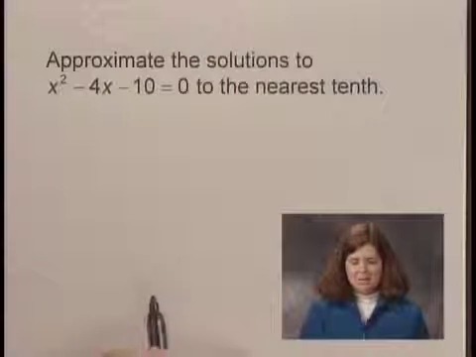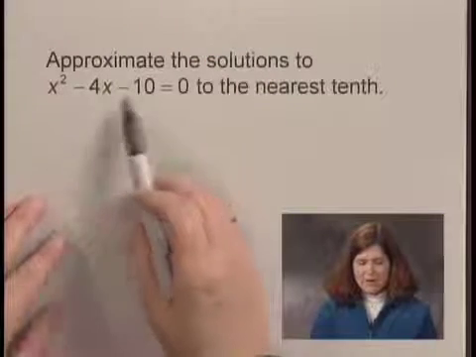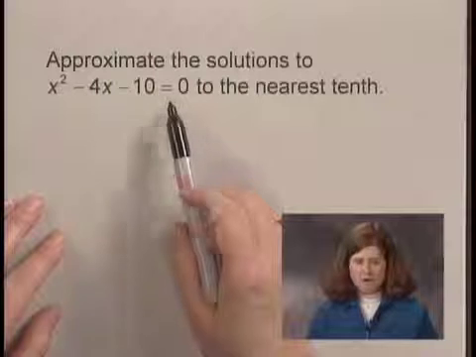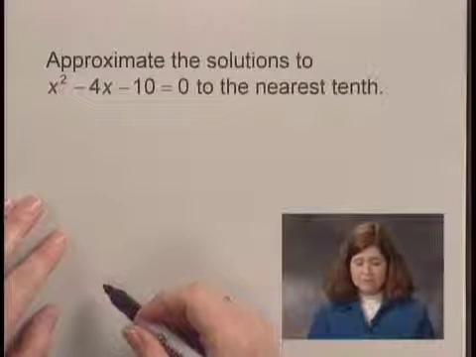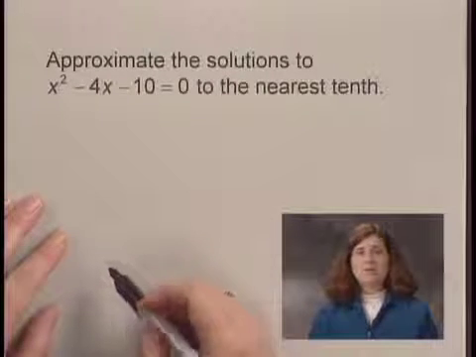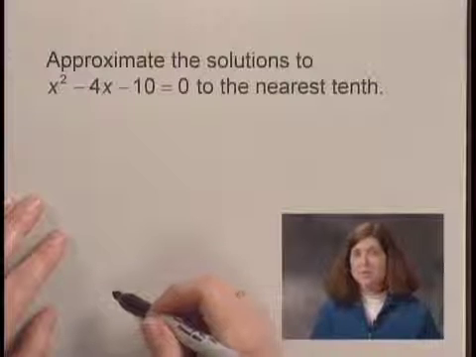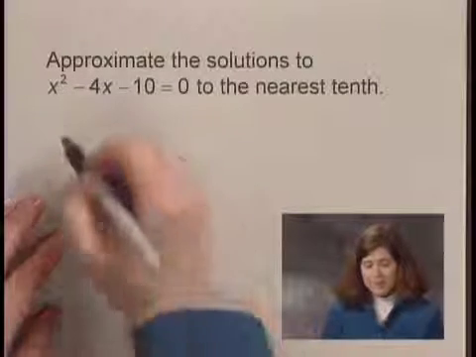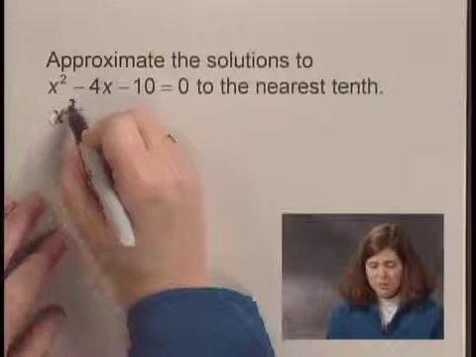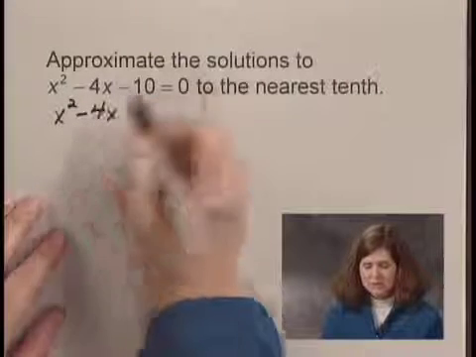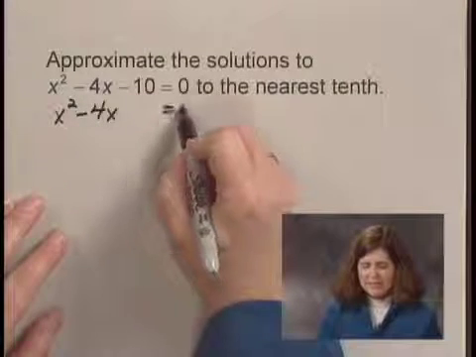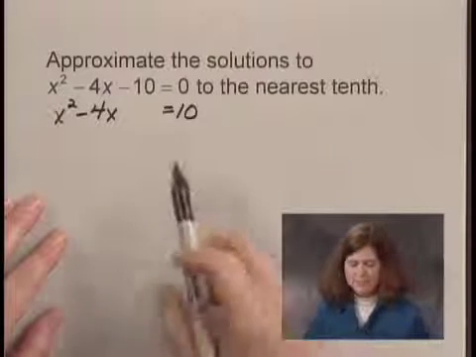In this problem, we'll approximate solutions of a quadratic equation. The equation we're looking at is x squared minus 4x minus 10 equals 0. We first need to solve the equation, and we can solve it either by using the quadratic formula or by completing the square. To complete the square, we write x squared minus 4x, and we add 10 to the other side, or to both sides.